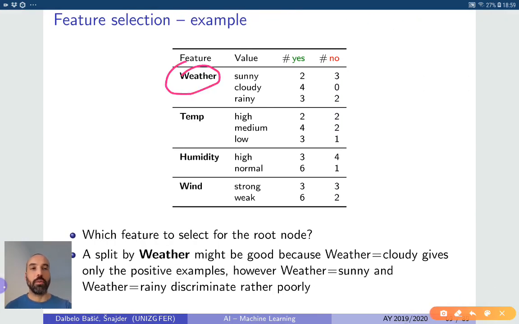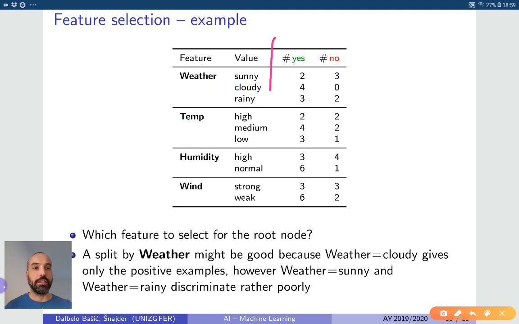If the feature is weather, the feature has 3 values, and if the weather is sunny, then there are 2 yeses and 3 nos in my data set. If the weather is cloudy, there are 4 yeses and 0 nos in my data set, and so forth for rainy as well, and also for the other 3 features.